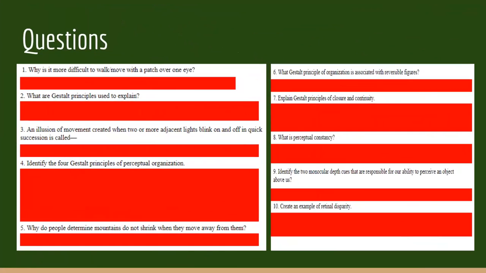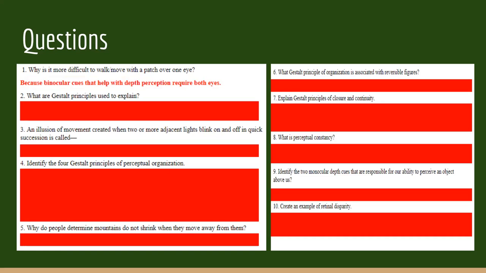All right, let's look at some questions. Why would it be more difficult to move with a patch over one eye? Well, this is because binocular cues help us with depth perception, and they require both eyes. I probably should have added that, I'm sorry. We need binocular cues. We need both eyes for depth perception.